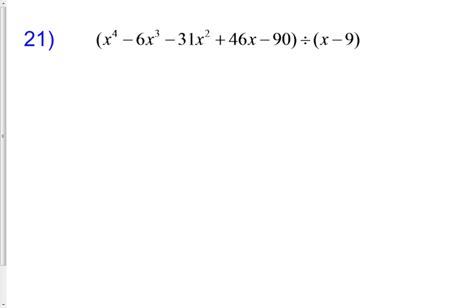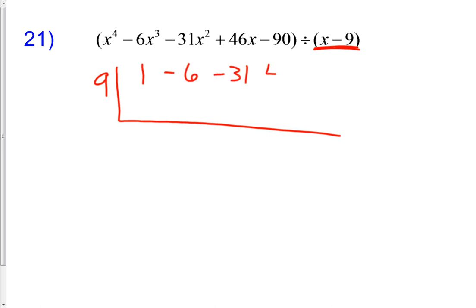Question number 21, we're going to put 9 out in front. X minus 9, you see right there, so the 9 gets pulled out in front. 1x to the fourth, a negative 6x cubed, a negative 31x squared, 46x, and a minus 90.